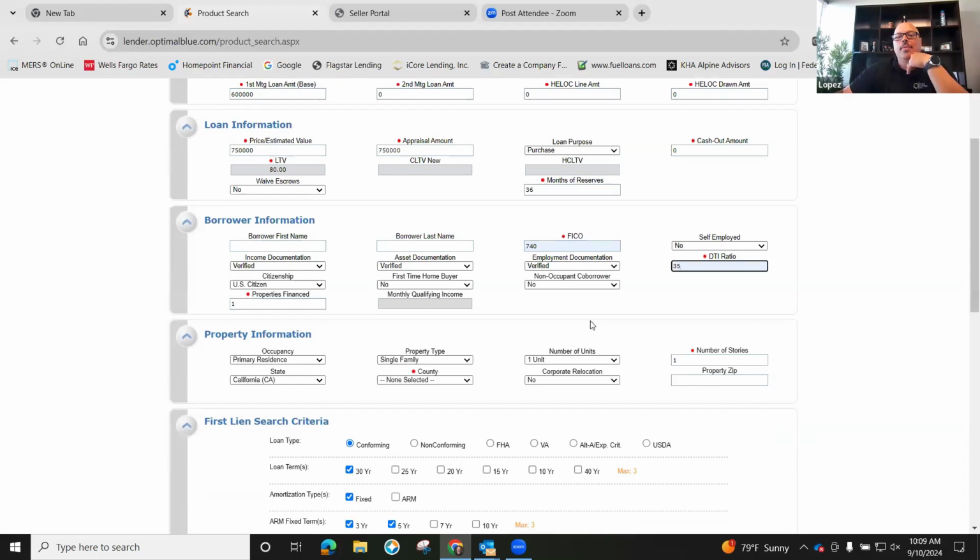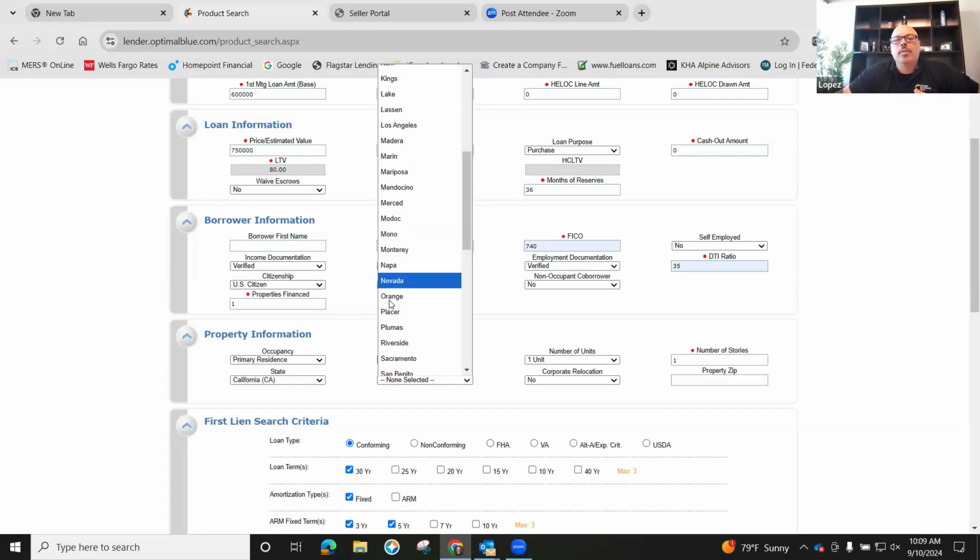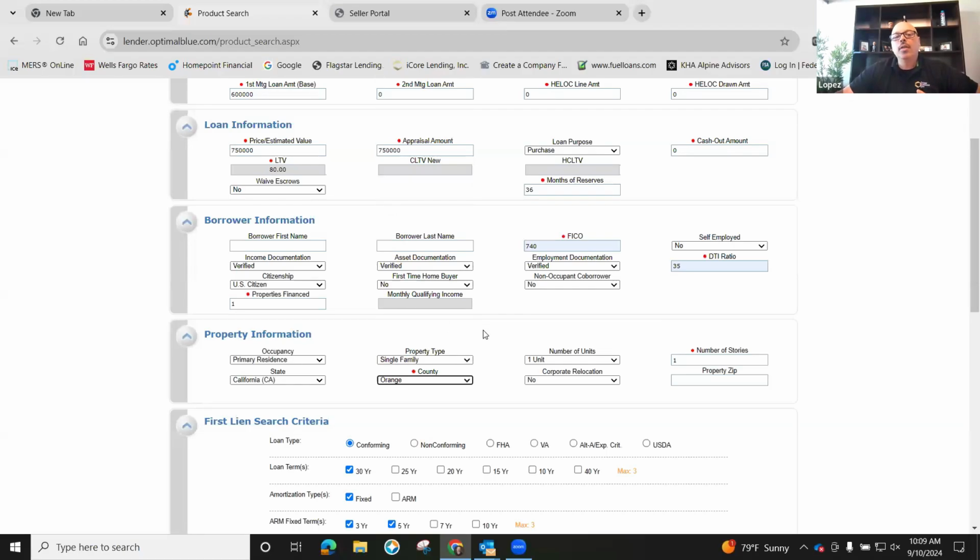Okay, so moving forward, is there a non-occupant co-borrower? Those are the kinds of things that I'm looking at this point. We're looking at a primary residence. We're doing a property. It's a single family, 1 unit, 1 story. It's in California. Now, I want you to notice here that the county is red. The reason is because there's different loan amount parameters depending on the county. So there's different loan limits, and it depends on what county. So for this purpose, I'm going to say Orange County, and I don't need to put the zip code, just so you know.